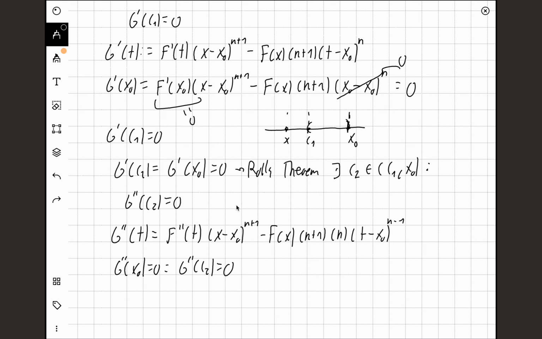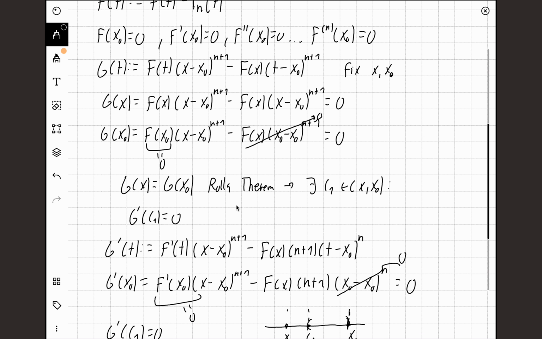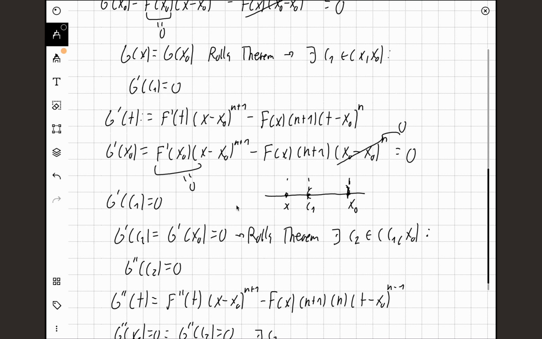And then we can use Rolle's theorem again, and we can say there exists a point c3. And we keep on doing this. That's the whole beauty. We keep on doing this n plus 1 times. So we take n derivatives, but we apply Rolle's theorem n plus 1 times, because the first time we only applied Rolle's theorem without taking the derivative, and then each next time we took the derivative.